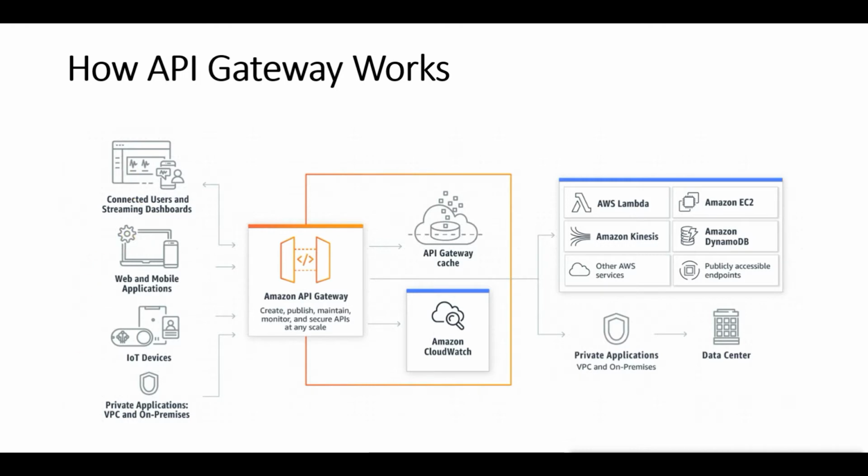Let us assume these are users. So users call to our API Gateway, and API Gateway being the front end to our whole AWS environment, depending on that call, it could pass to Lambda, EC2, DynamoDB, Kinesis, or other AWS services, or any private applications to the data center.